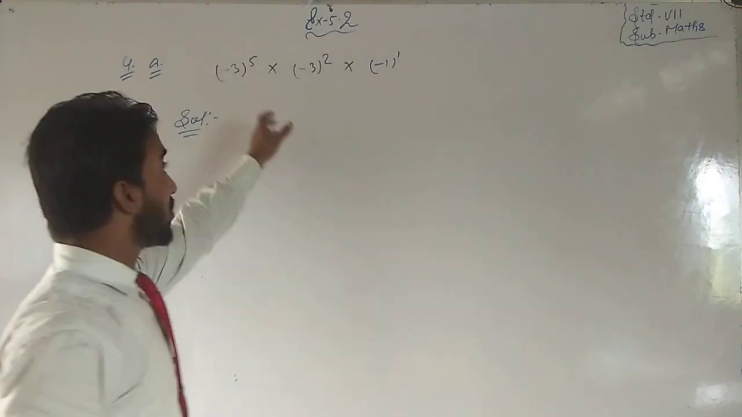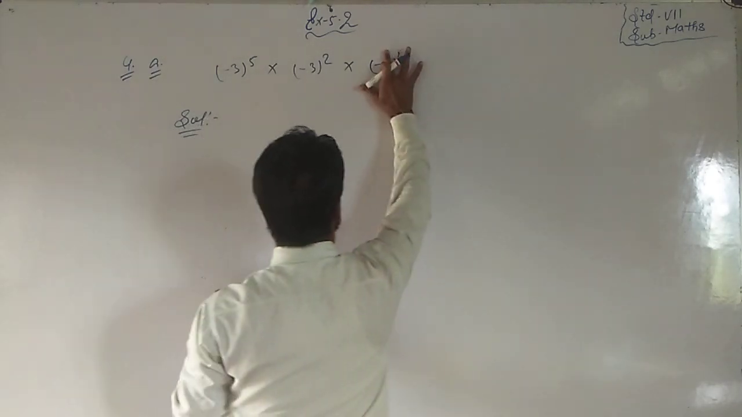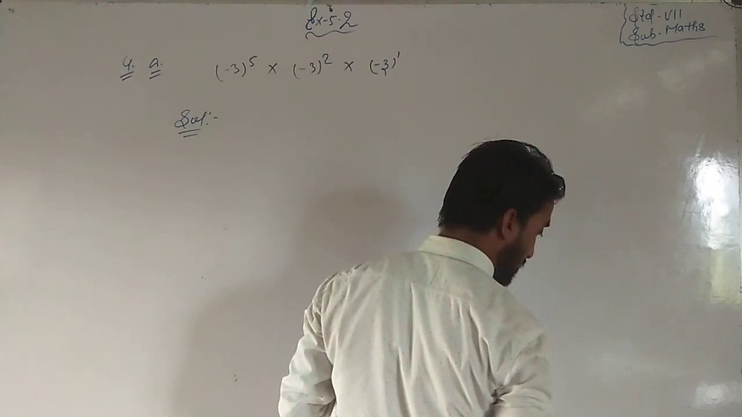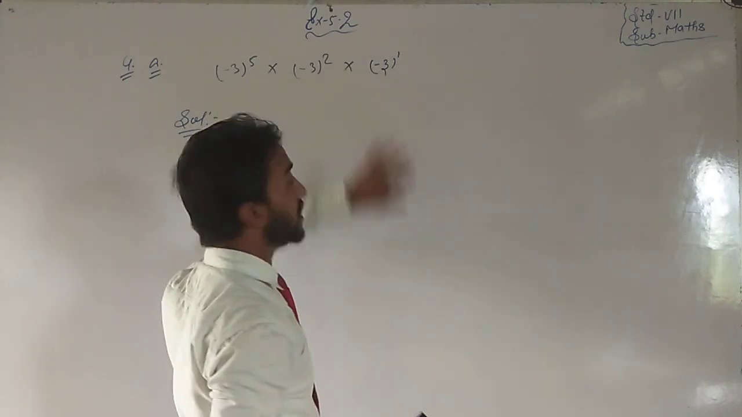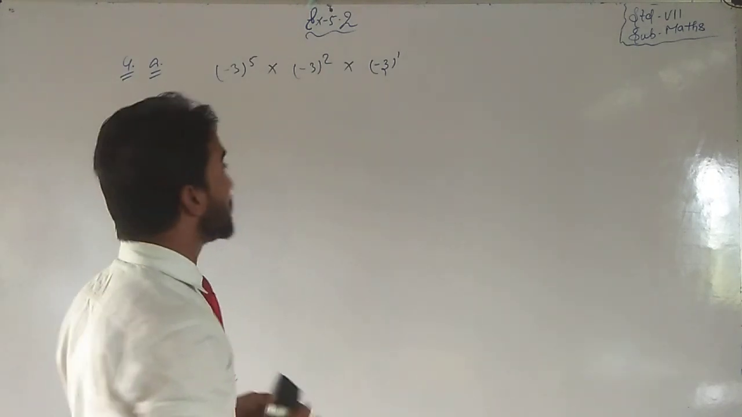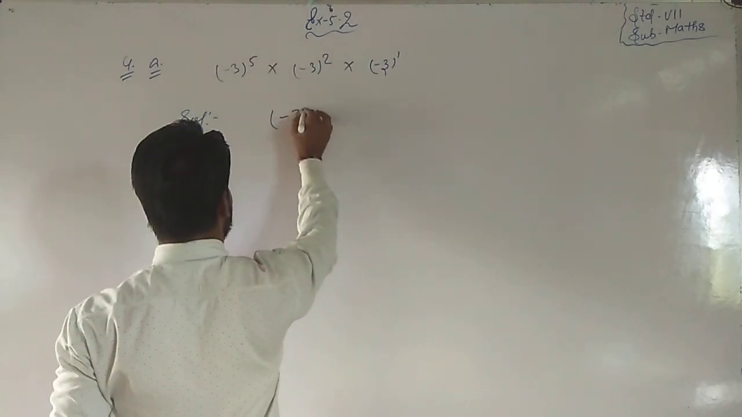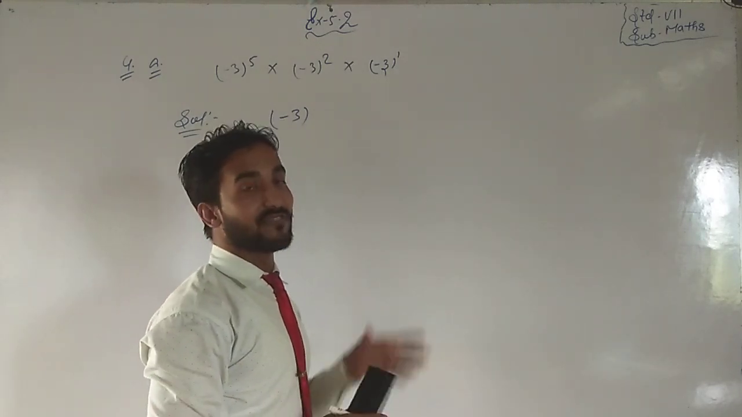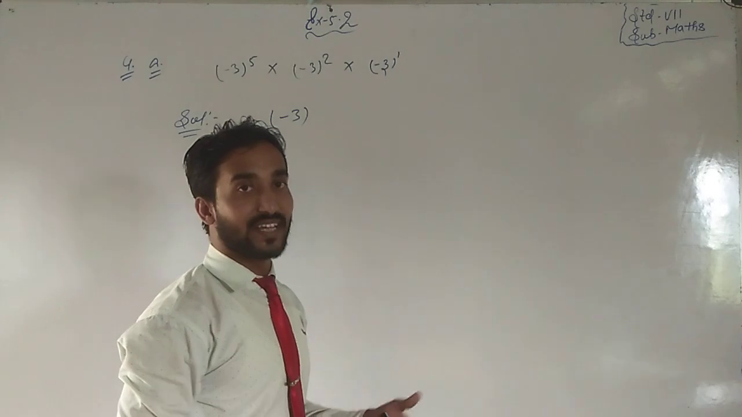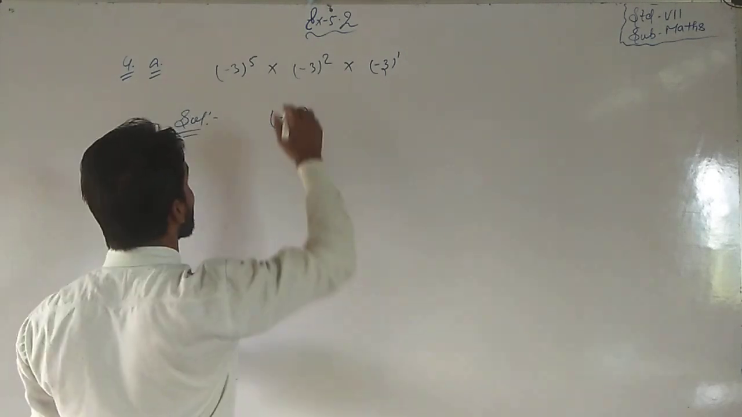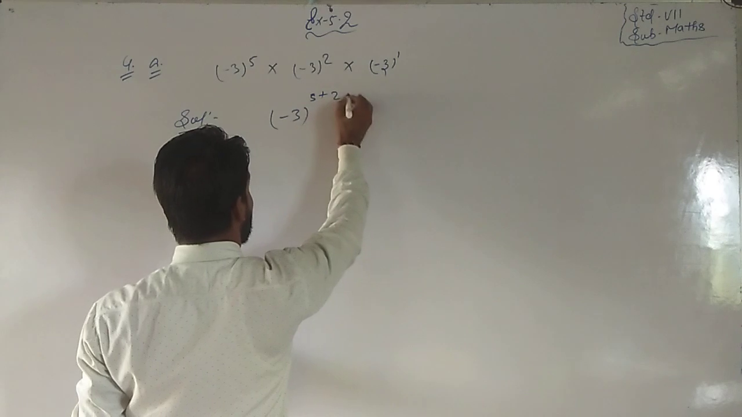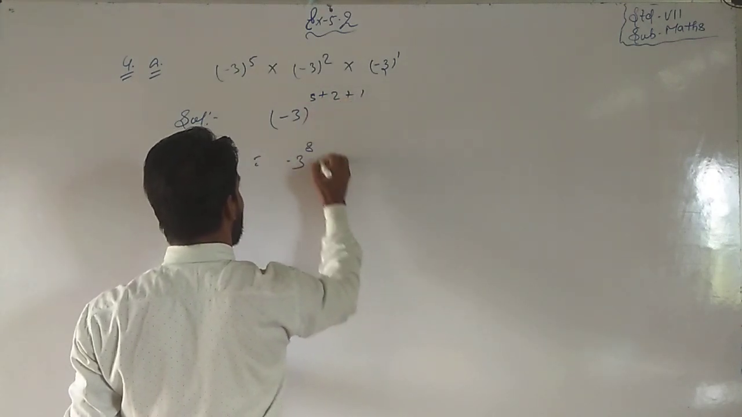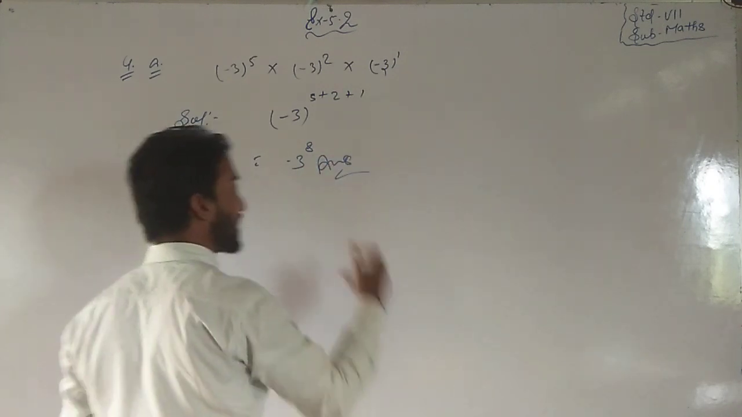Among all expressions one thing is common. And what is that thing? That thing is that the base is equal. All bases are the same, minus 3. When the bases are the same and the expression is in multiplication, then all powers or exponents will be added. So 5 plus 2 plus 1. Can you write? (-3)^8. It is your answer. It is in exponential form.